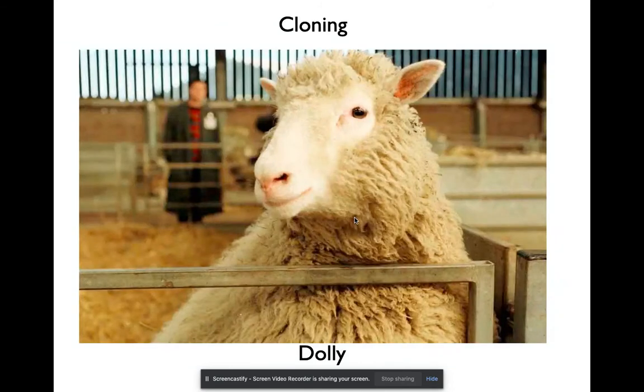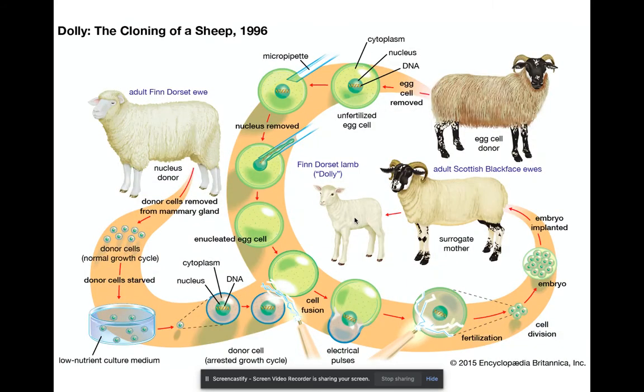Sorry, we come back to this. This is Dolly the sheep. A number of scientists and farmers were experimenting with the idea of cloning, and they actually successfully cloned a lamb, and then they named her Dolly.